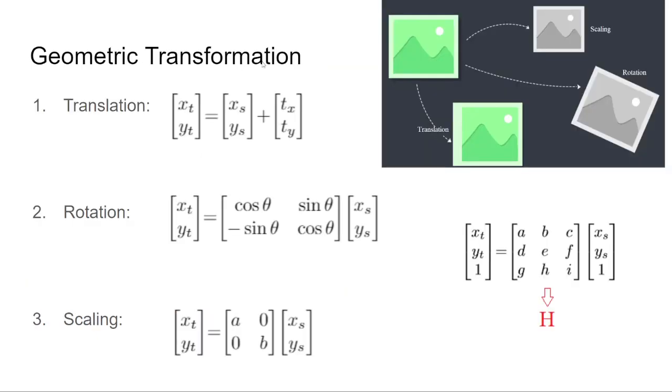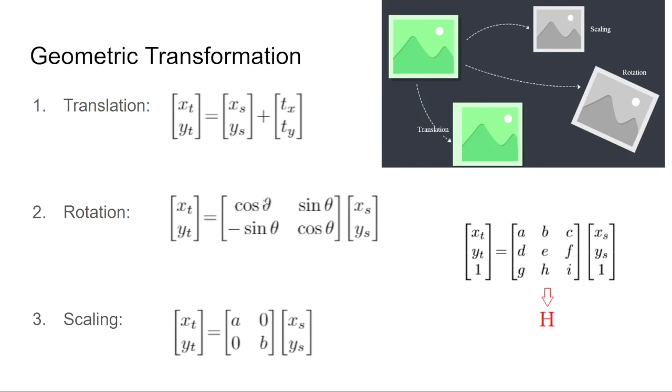And these are some geometric transformations. These topics are already covered in the week 1 session. So here translation is: xt, yt, xs, ys are the target pixel positions and source pixel positions. So we have this much translation from the source position. Translation is moving from a particular position to another position. That's all. And rotation, inclined rotation, is given here.